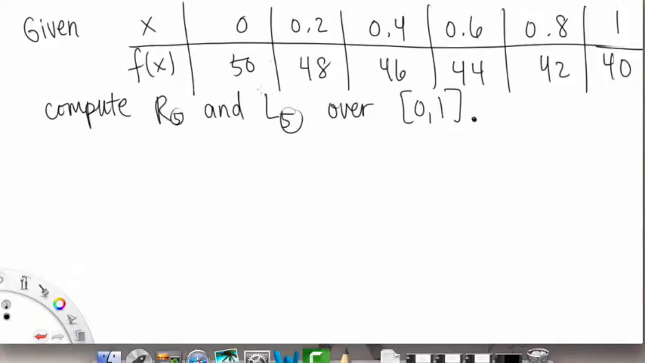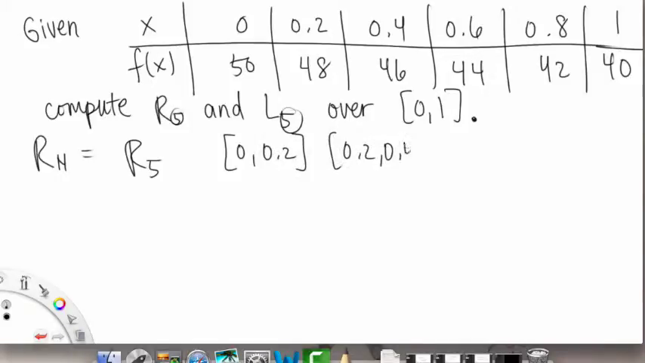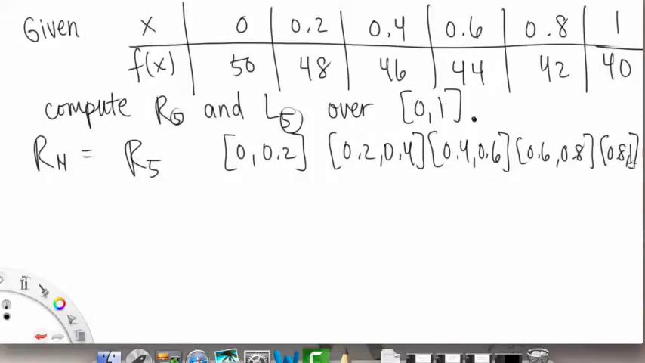The first thing I always like to do is write down what we need to find. So we want to find R sub n, specifically R sub 5. I like to write down my sub-intervals. The first one is 0 to 0.2. The next one, 0.2 to 0.4. The next one, 0.4 to 0.6, and then we have two more: 0.6 to 0.8, and the last one, 0.8 up to 1.